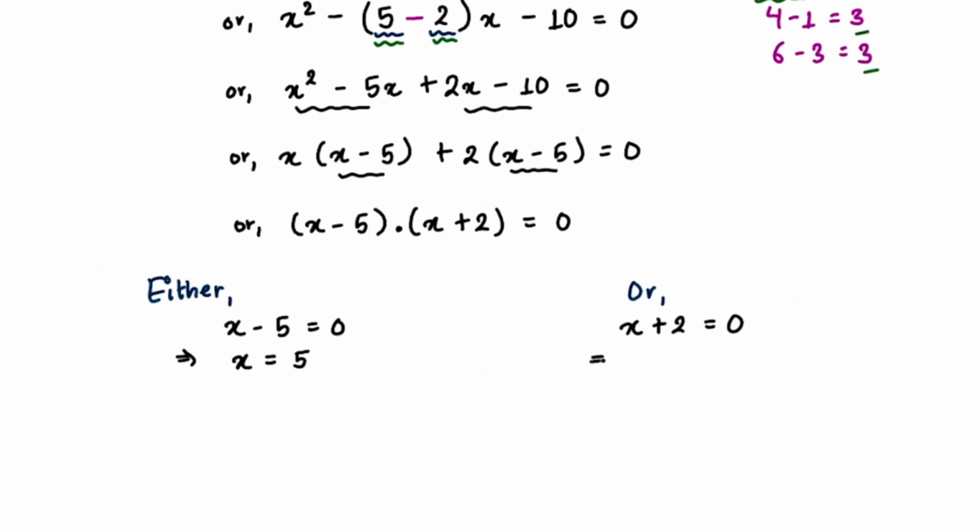Or in this case, we have x plus 2 equals to 0. And we get x equals to, when that plus 2 goes to the other side, minus 2. And then we have found the value of x. So there are two values of x. So one of them is 5 and the other one is minus 2. And then we have solved our question.